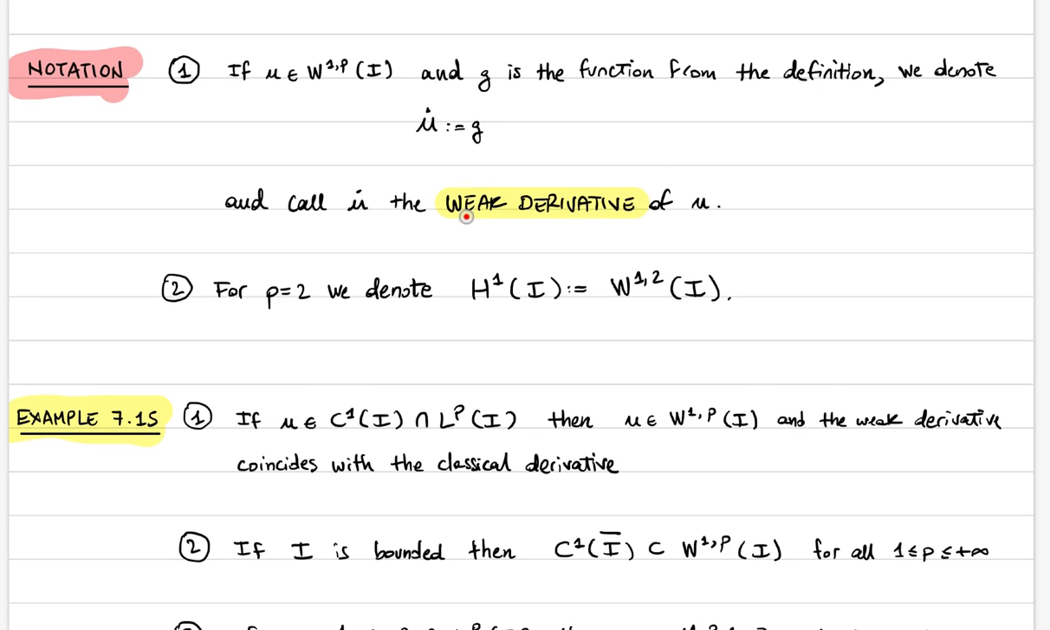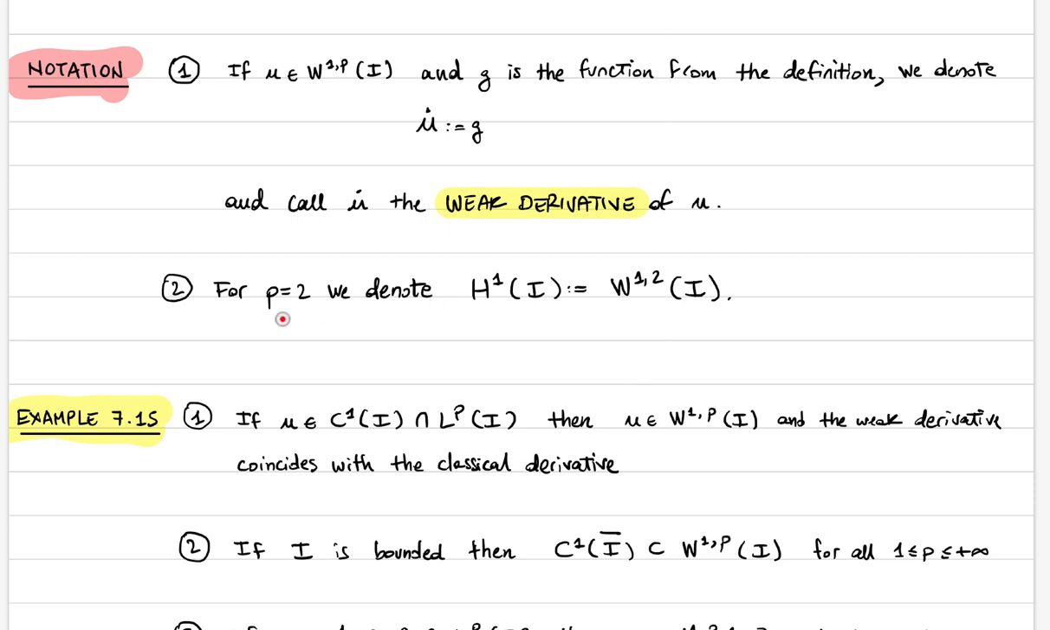Okay, some notation. If u belongs to W^{1,P} and g is the function from the definition, so the one satisfying the integration by parts formula, we denote g by u dot. So from now on, u dot will also denote the weak derivative of u in I if u is a Sobolev function. And as I'm saying here, u dot is called the weak derivative of u.